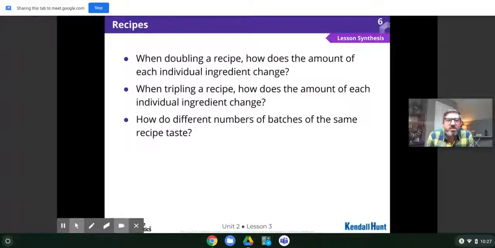So how do the different numbers of batches of the same recipe taste? Remember, what if we've got one batch and then we add another batch with the exact same amount of ingredients? We were doubling it. Would they taste the same? Yes, they taste exactly the same. So remember, let's go back to our Kool-Aid recipe. We've got 4 packets of Kool-Aid mix, 1 cup of water in the first batch. We've got 4 packets of Kool-Aid mix and 1 cup of water in the second batch. If we were to mix those all together, they would taste exactly the same. So again, when we doubled the recipe there, we're just making a larger batch of Kool-Aid, and the ratio of ingredients is called an equivalent ratio.